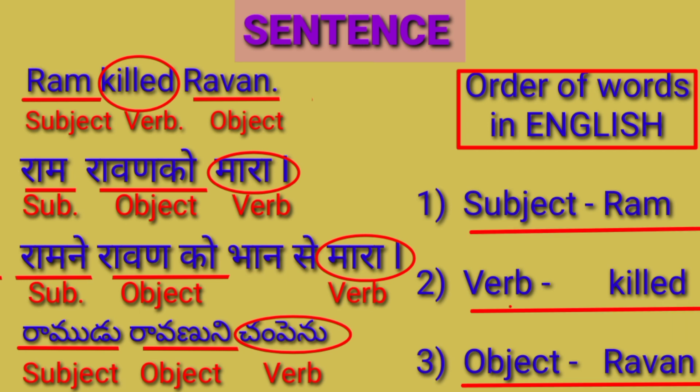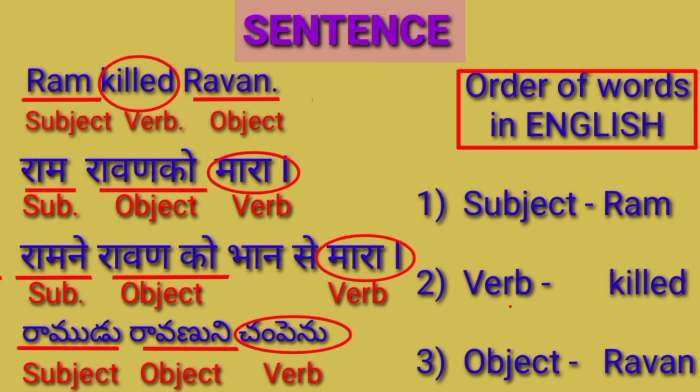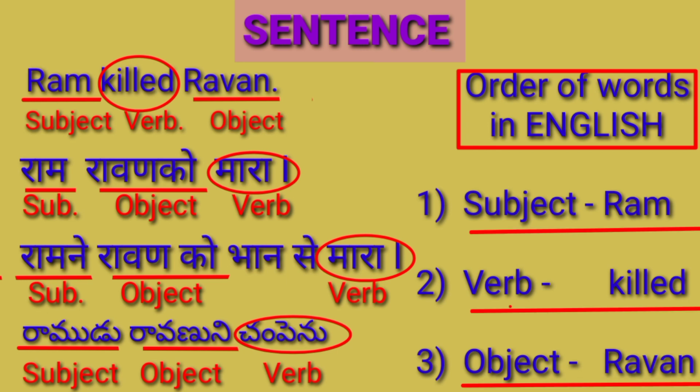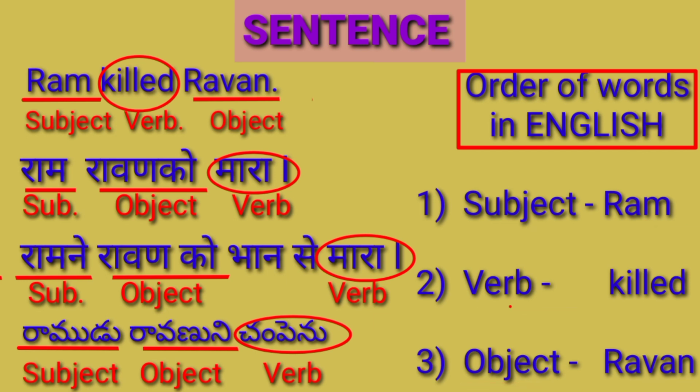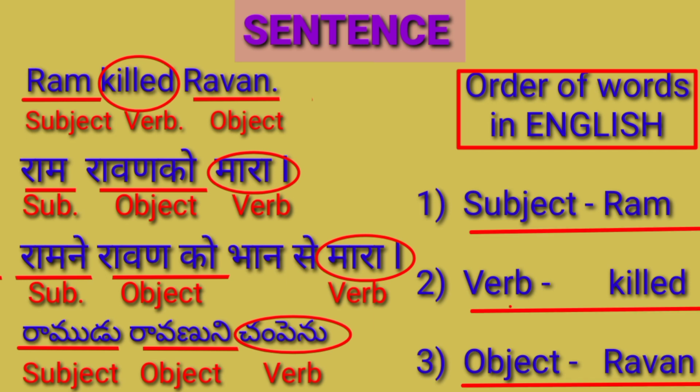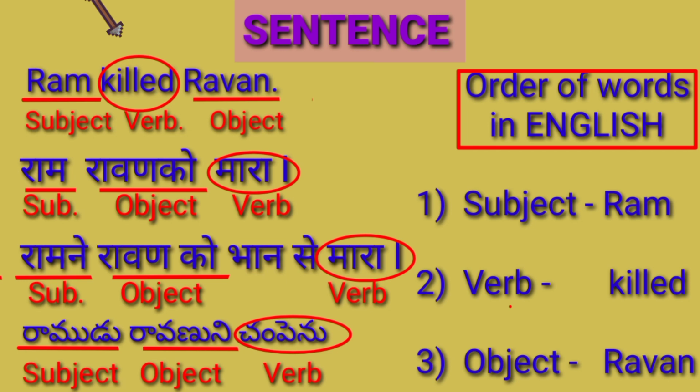In English language, a sentence is normally formed always in this order: subject, verb, object. That is, verb is placed immediately after the subject. If we say it in Telugu, Ramudu Ravanuni champenu. That is subject, object, verb. You will see the difference, that the verb is placed at the end of the sentence.